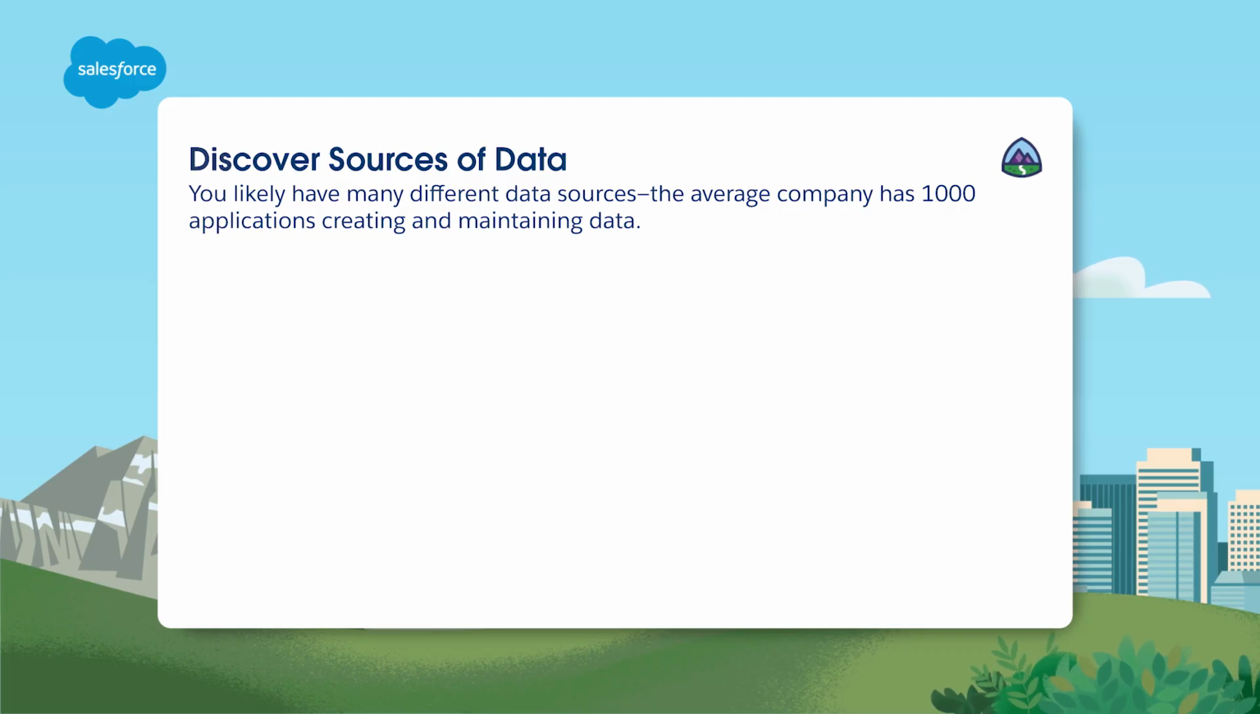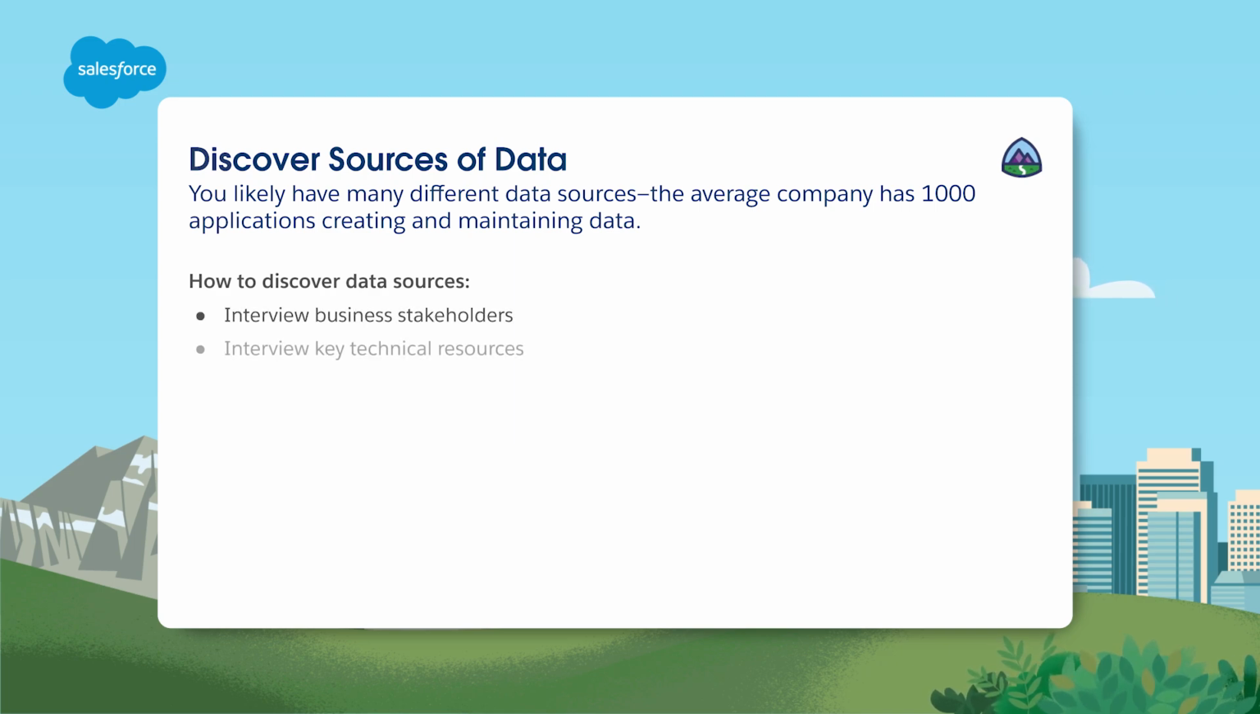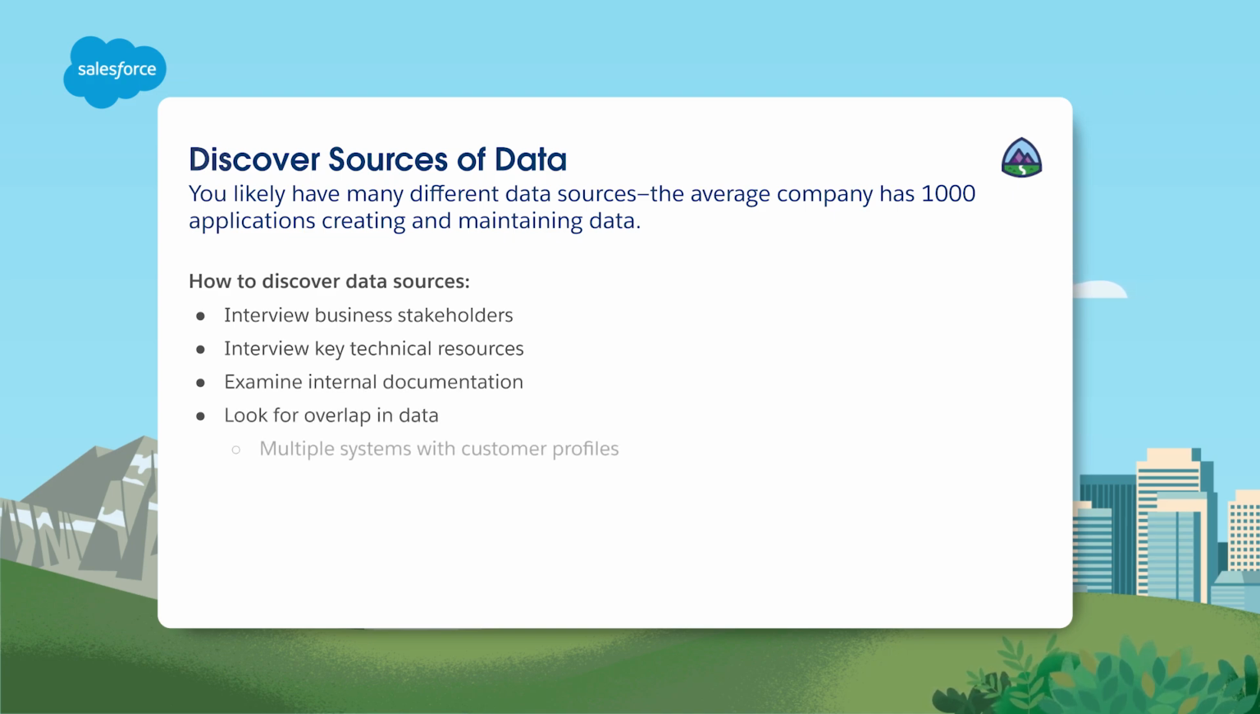Now, your company has a lot of data, and the only way to find the data that you need is to search for it. Here's how to discover sources relevant to what you want to accomplish with Data Cloud. Firstly, interview business stakeholders and key technical resources. Examine internal documentation. Look for overlap. There are likely multiple systems with customer profiles. This is very important for the future. You also want to look for multiple purchasing systems and systems producing and collecting social and media interactions.